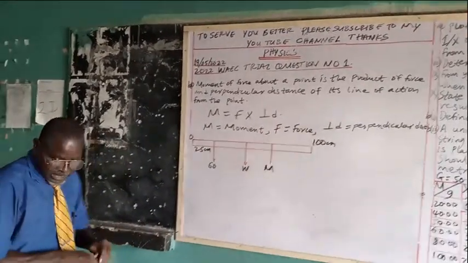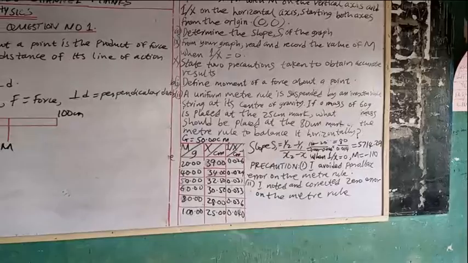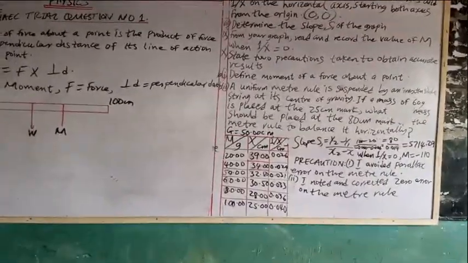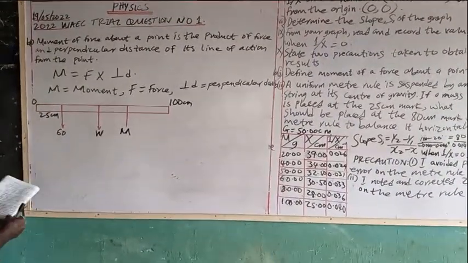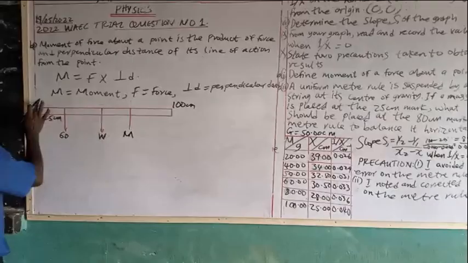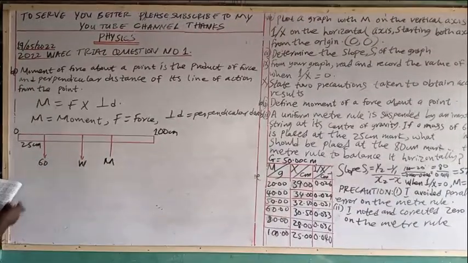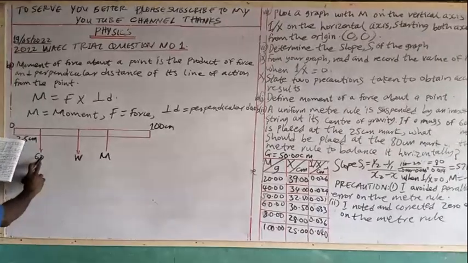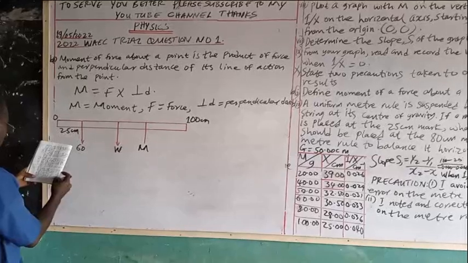Now, let's look at the second question, B2. You are directed to find where the mass should be placed. This is a meter rule. 1 meter is equal to 100 centimeters. So we are told that a mass of 60 grams is placed at 25 centimeter mark. The weight is at the center facing downward.